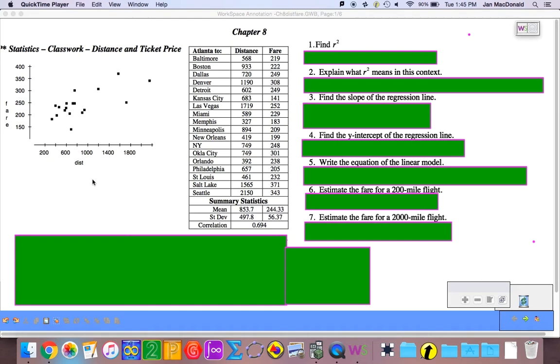Hi, we're in Chapter 8. We're on the classwork, distance and ticket price. And today we're talking about the linear regression model. Question 1, they ask us to find r squared. Well, r is our correlation coefficient, so r squared would be the correlation coefficient raised to the exponent 2.